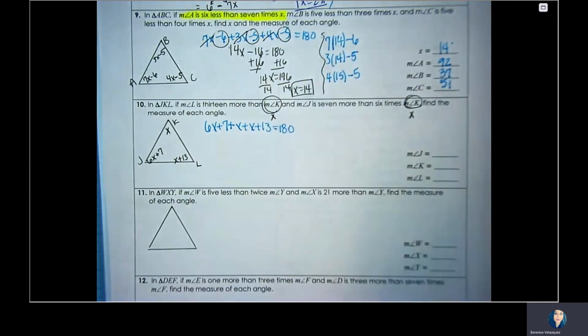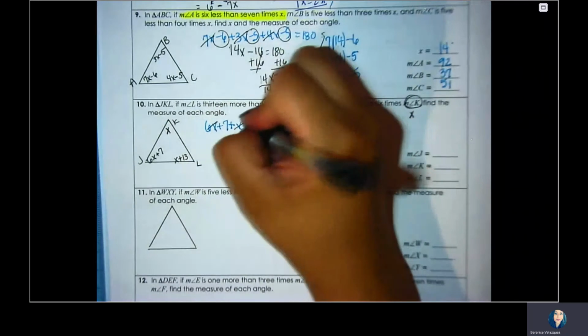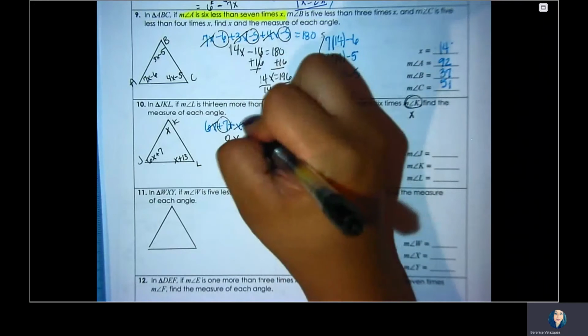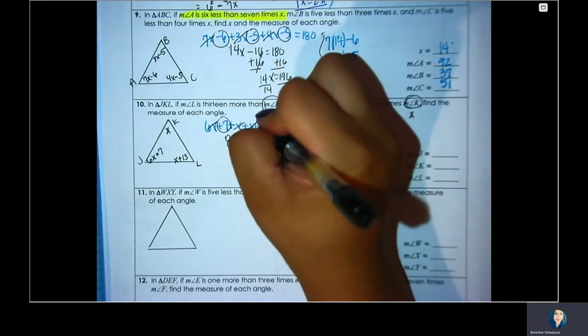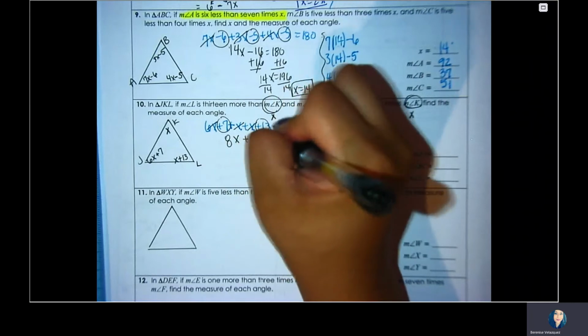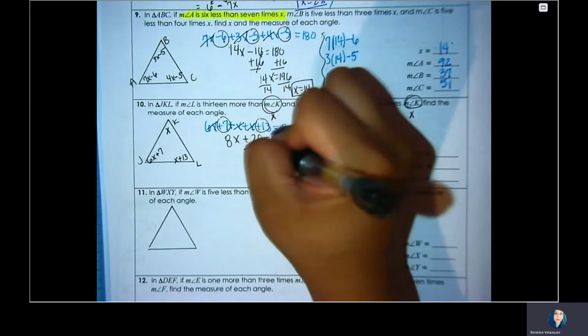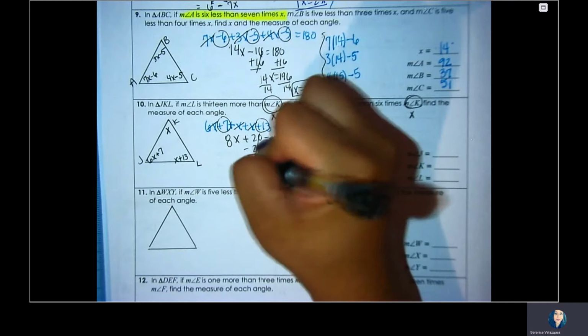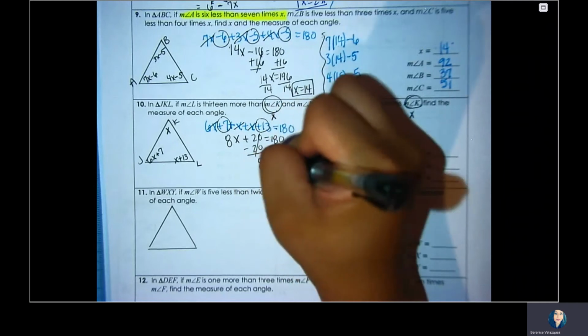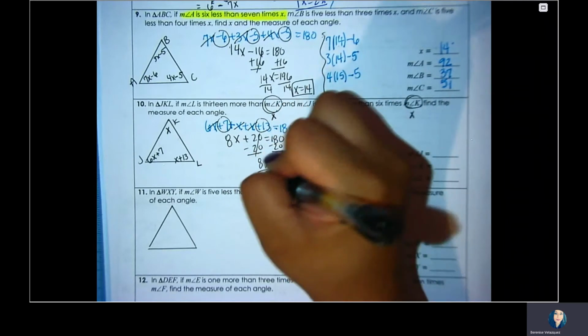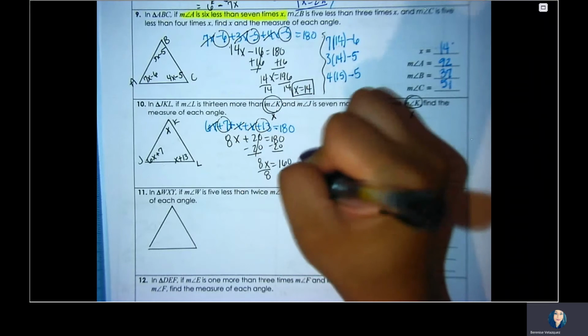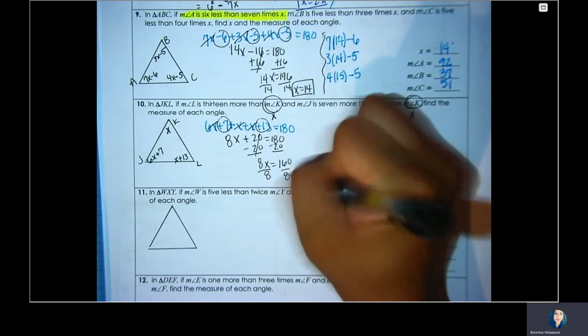Go through and get my answer. So 6x and x is 7x, plus another x is going to be 8x. And then I have positive 7, positive 13. So that's plus 20 equals 180. Subtract 20. 8x is equal to 160. Divide by 8. X is equal to 20.